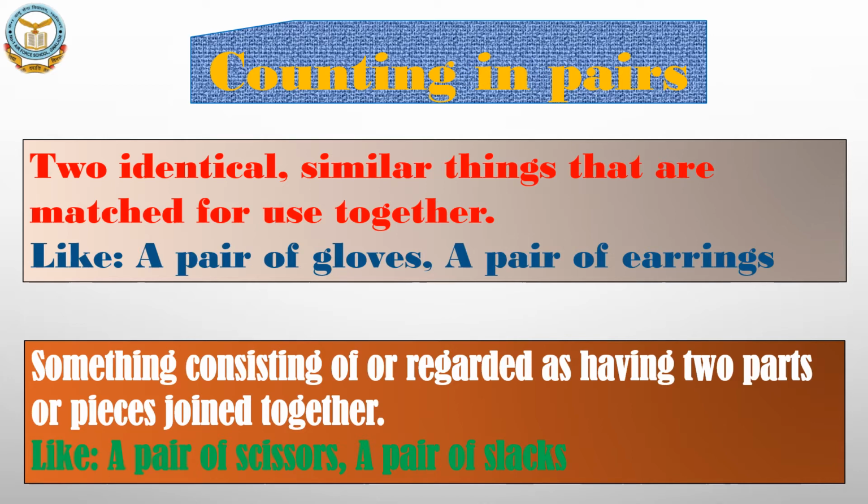A pair is formed when two identical or similar things are matched for use together, like a pair of gloves, a pair of earrings, or something consisting of or regarded as having two parts or pieces joined together. For example, a pair of scissors, a pair of slacks. So, a pair is formed by two identical or similar things which we can use together.